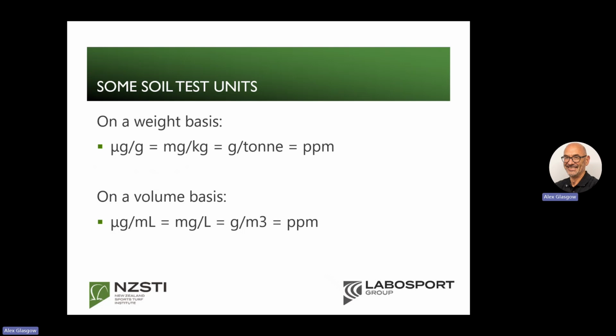Okay, so let's have a look at some soil test units that you may well see on a soil test result. On a weight basis, that little u there means micro, so micrograms, which is millionth, basically. So micrograms per gram. Then the next one, the m, means milligrams per kilogram, milli meaning 1,000th. If you think about a millimeter, there's 1,000 millimeters in a meter. So that's milligrams per kilogram, and then another one is grams per ton. Those are all the same, and they're all parts per million, ppm.